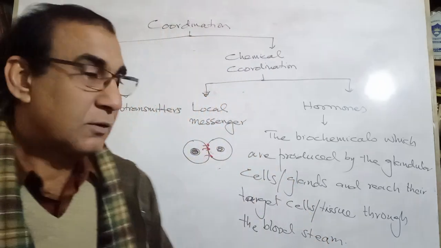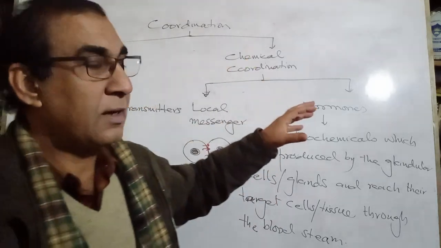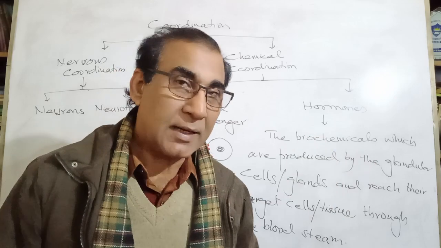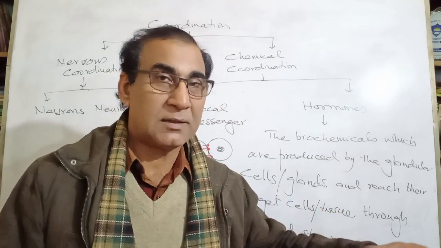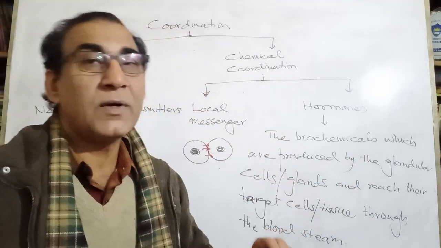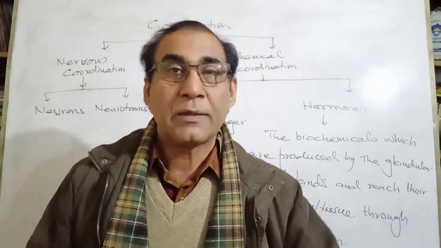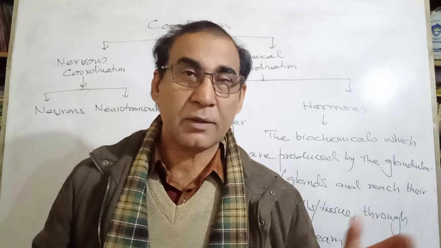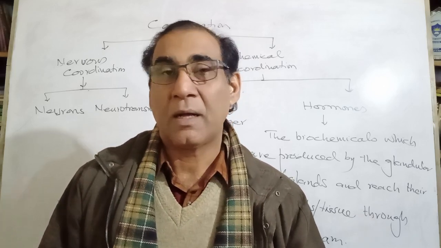So the chemicals which are produced by the ductless glands and reach their target cells are known as hormones. Hormones never carry out the biochemical reaction, mind it. They control the biochemical reactions through enzymes or certain other chemicals.